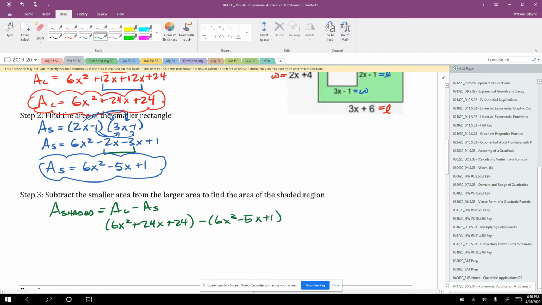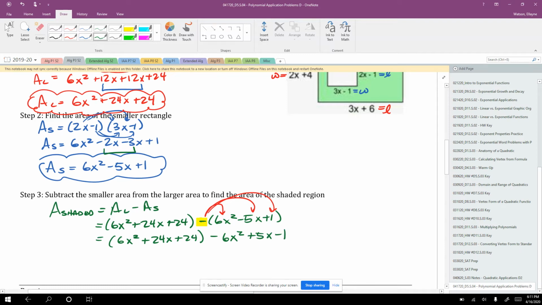Now, this I will tell you guys is the most common error that we see in this problem: we're not doing the subtraction correctly because we don't intentionally put parentheses, and then we forget to distribute this negative. You have to distribute that negative, changing the sign on each of these terms, because you're subtracting that entire thing. That's why I put it in parentheses, and then I make a point to show that I distribute it. So now it's 6x squared plus 24x plus 24 minus 6x squared plus 5x minus 1.